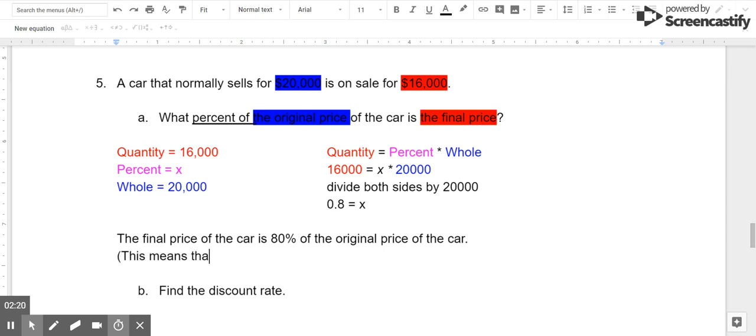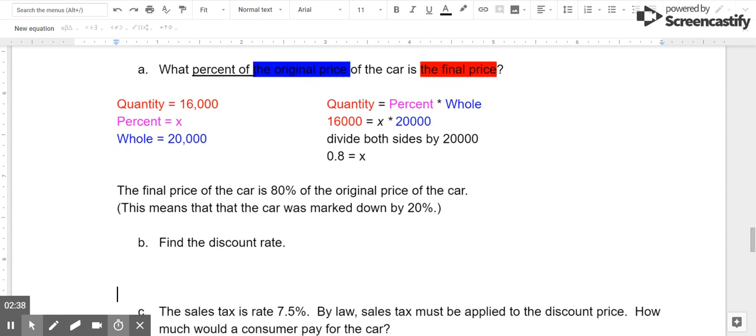This means that the car was marked down by 20%. And that's because you would have originally paid 100% of the price of the car, but now you're only paying 80%, so the difference is 20%. Hey, wait a minute, that's the answer to part B. The discount rate is 20%. Make sure you've written your answer for part B.